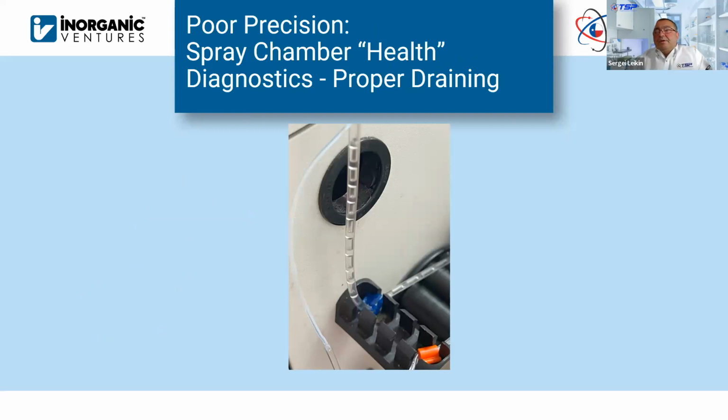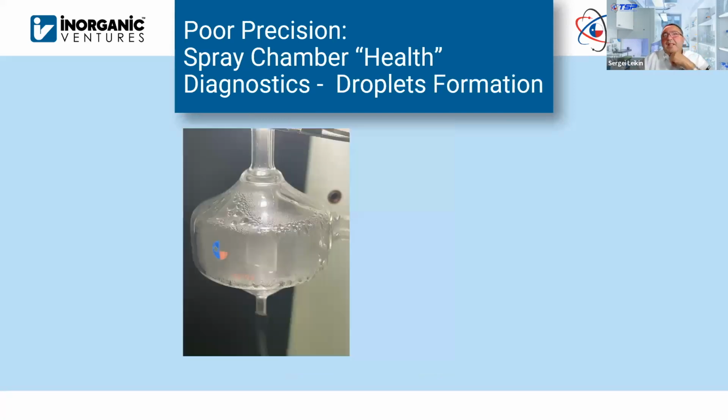A quick and practical way to look at this is to look at how your spray chamber is drained. This is the picture of the pump tubing that has nice steady segments of liquid followed by segments of air. If you see longer segments of liquid, the spray chamber is probably not draining properly. This is a very quick thing that you can diagnose yourself.